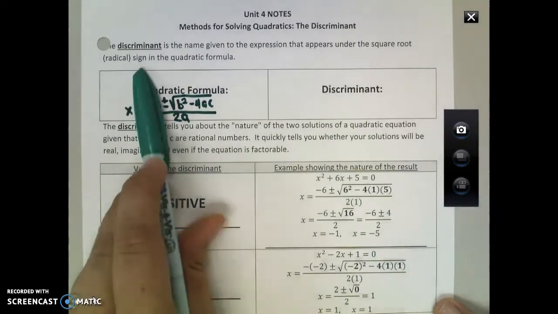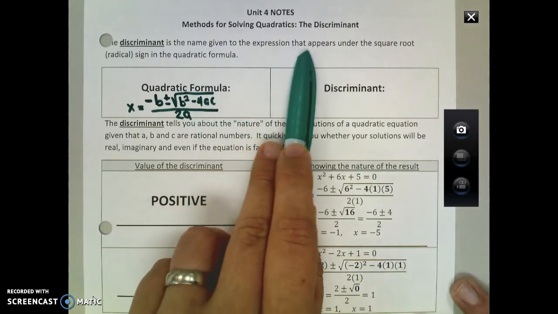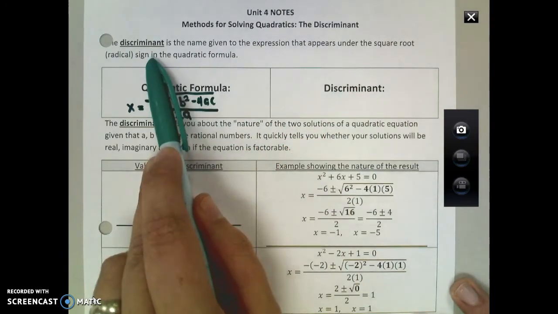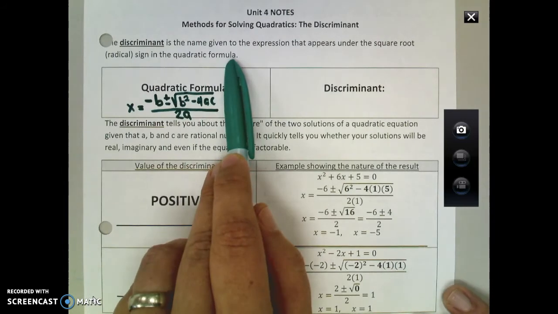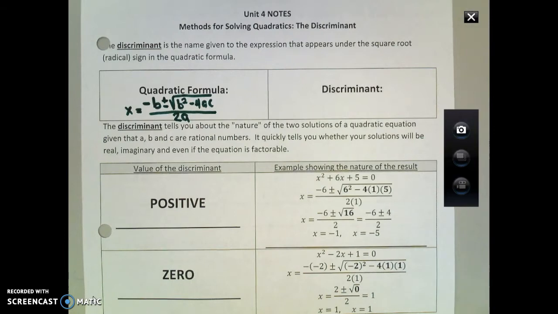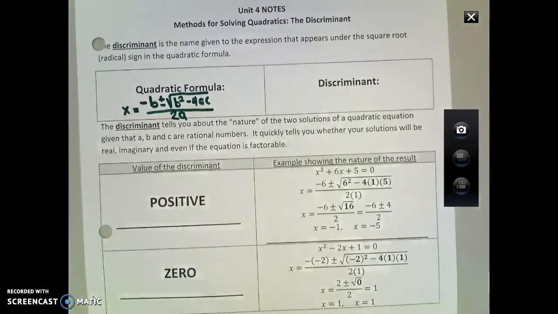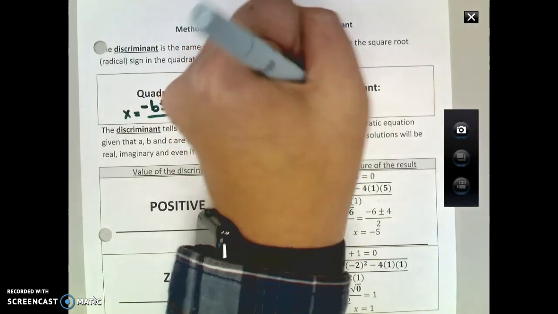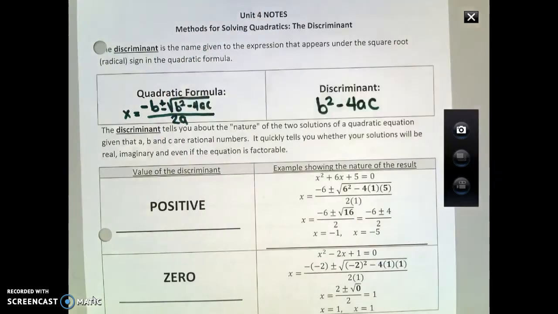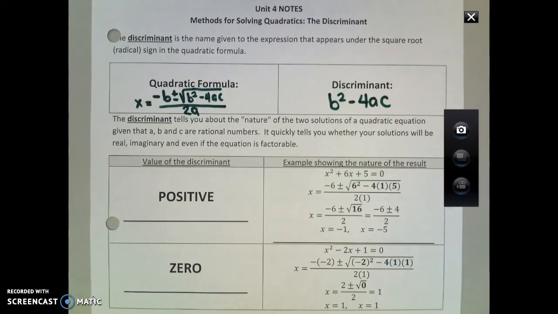So the discriminant, very simply, is just the name that we're going to give to the expression that appears under the square root in the quadratic formula. So if we look at the quadratic formula, the expression in the square root is the b squared minus 4ac. And so the b squared minus 4ac is what we call our discriminant. And finding the value of this is actually going to give you a prediction of what type of answer you're going to expect to get.